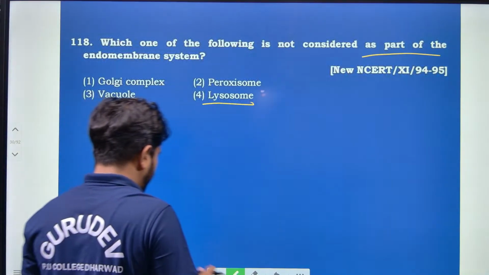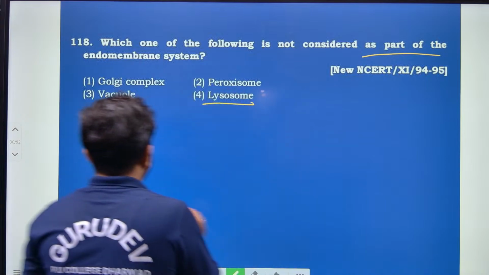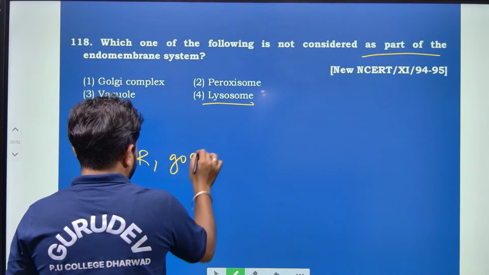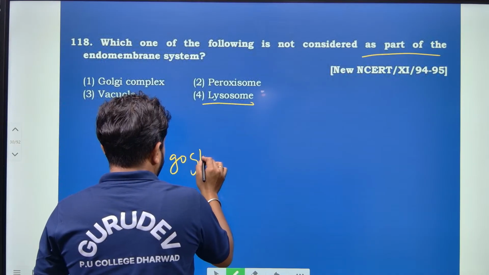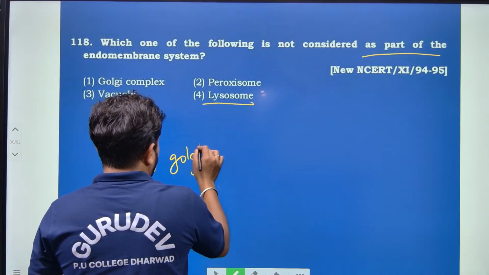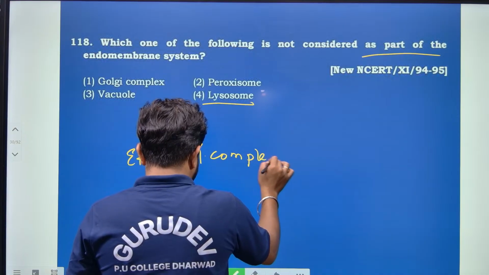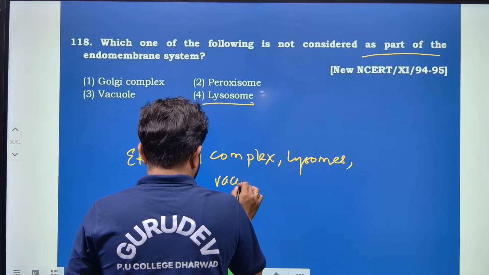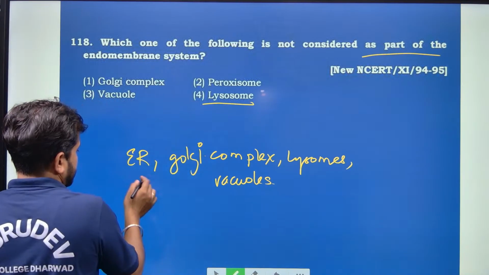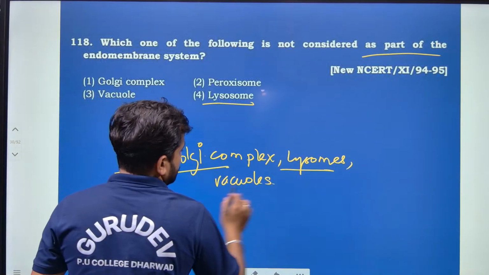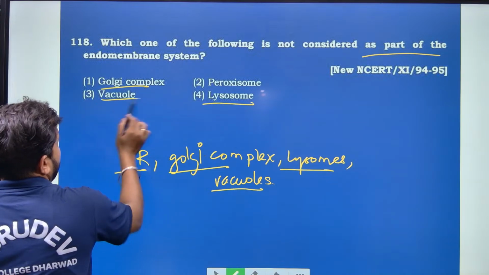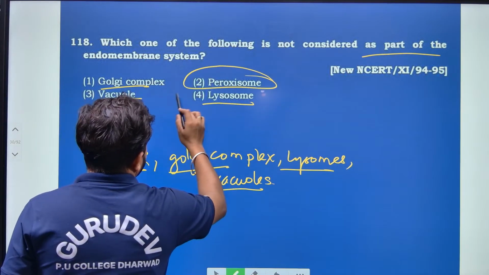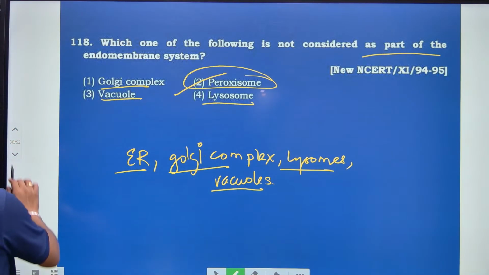So based on this, the endomembrane system includes the endoplasmic reticulum, then the Golgi complex, right? Then again I see lysosomes, and again vacuoles. So these are known to be the endomembrane system: endoplasmic reticulum, Golgi complex, lysosomes and vacuoles. These are all related to the endomembrane system, leaving out the peroxisomes. So here option 2 is correct, right?